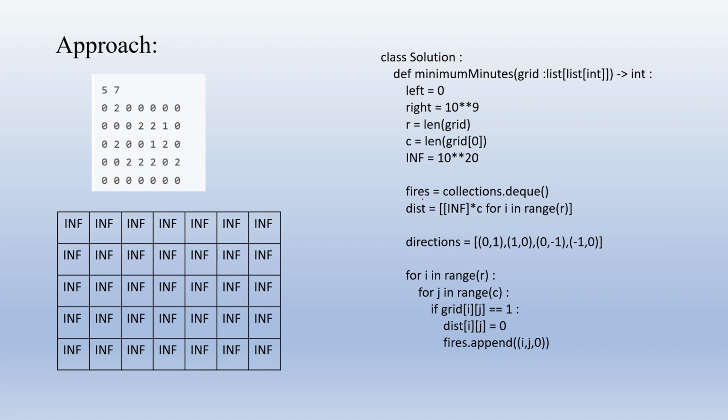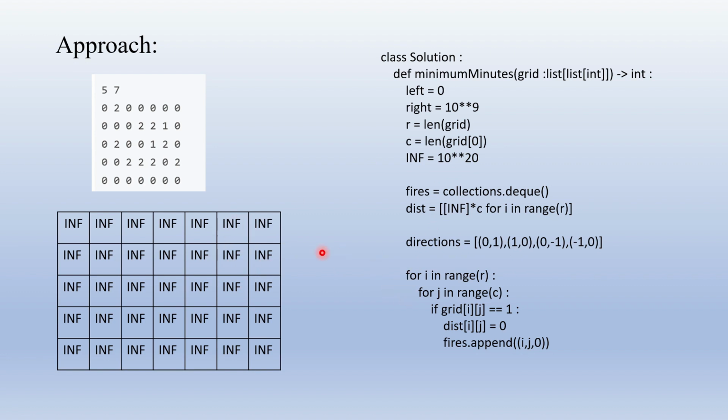Let's create a double-ended queue fires and a distance matrix of size 5 cross 7, with all cells filled with INF, infinity, which is 10 power 20. For each, I have written it as INF itself. Each cell contains the infinity value, which is 10 power 20. And we have directions. At a particular position, we can either move to the top, left, right, or bottom. So these are the coordinates to move to either of the positions.